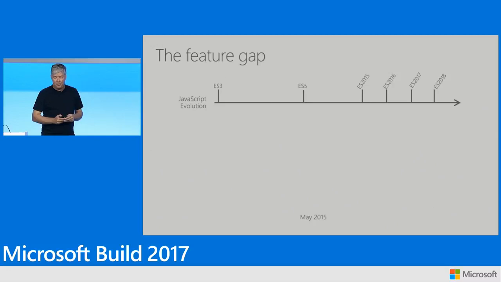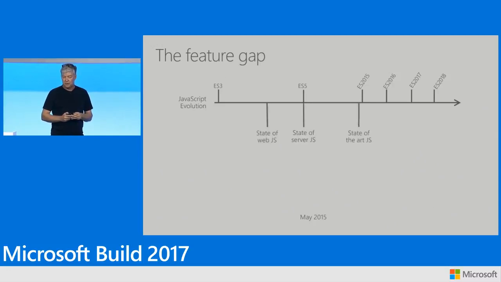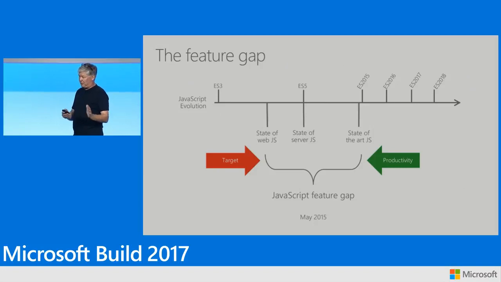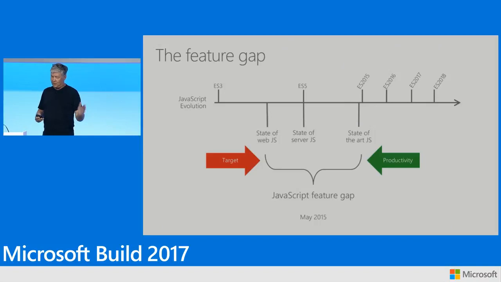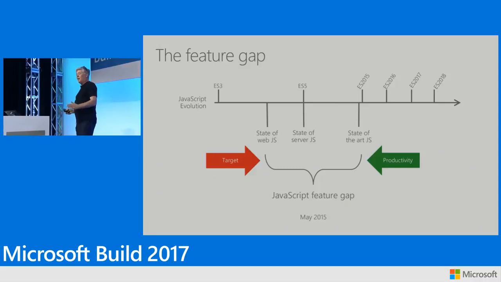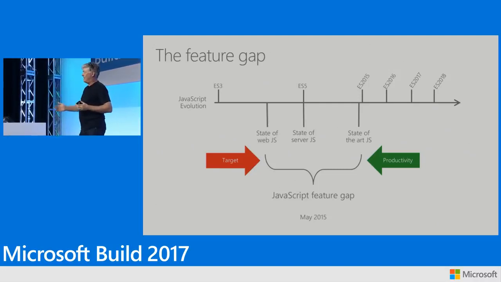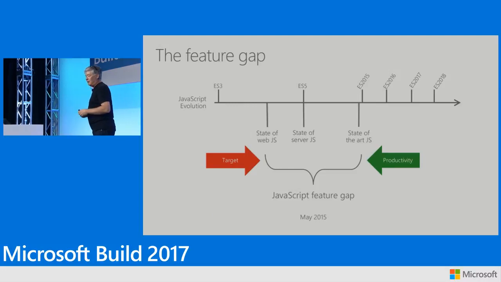In JavaScript, let's say you go back 2 years to May of 2015, this was the state of JavaScript back then. ECMAScript 2015 was just about to be ratified, yet on the server, Node.js had only just made it to ES5, and most browsers didn't even support ES5 yet. And so there's this gap between what you have to target in order to make your app run and what you want to use as a developer.